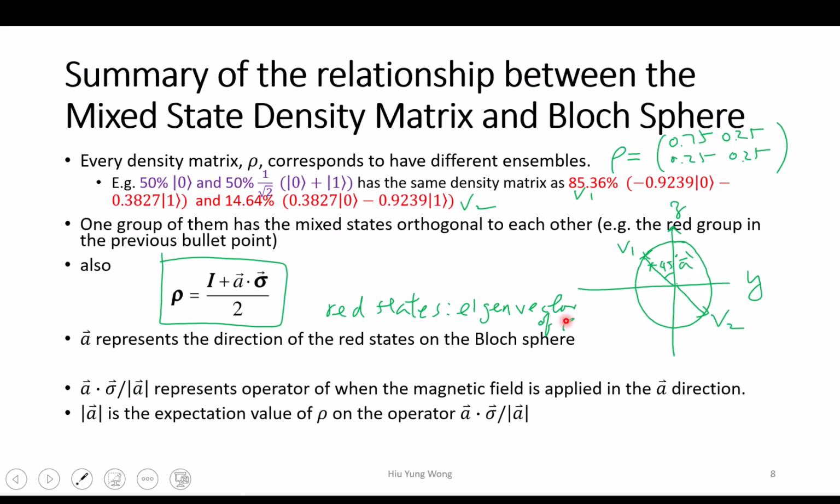Is it fair to say that I point the magnetic field in an arbitrary direction? No, nothing with the magnetic field yet. Let's finish this first. Do you agree with this? I'm just saying that many ensembles can give you the same density matrix, and one of the ensembles is very special. They are along the A direction of the Bloch sphere, with only two states, orthogonal to each other. That is the only message I'm telling you here. Is this completely clear? That is very important.